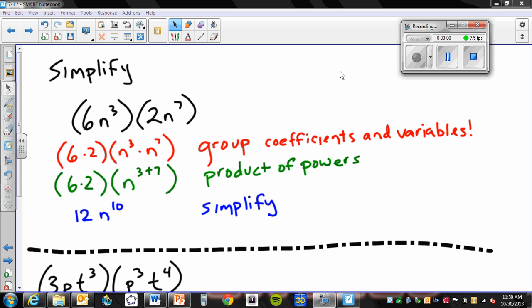Make sure there are a couple things you do when you simplify. I've got these rules right here, or the order that you should be doing it in when you simplify. So we have 6n cubed times 2n to the 7th. We need to group the coefficients and the variables. So 6 times 2, put that over here. N cubed times n to the 7th, put that over here. Product of powers says this is just n to the 3 plus 7, so that's n to the 10th, and 6 times 2 is 12. So your simplest form is 12n to the 10th.